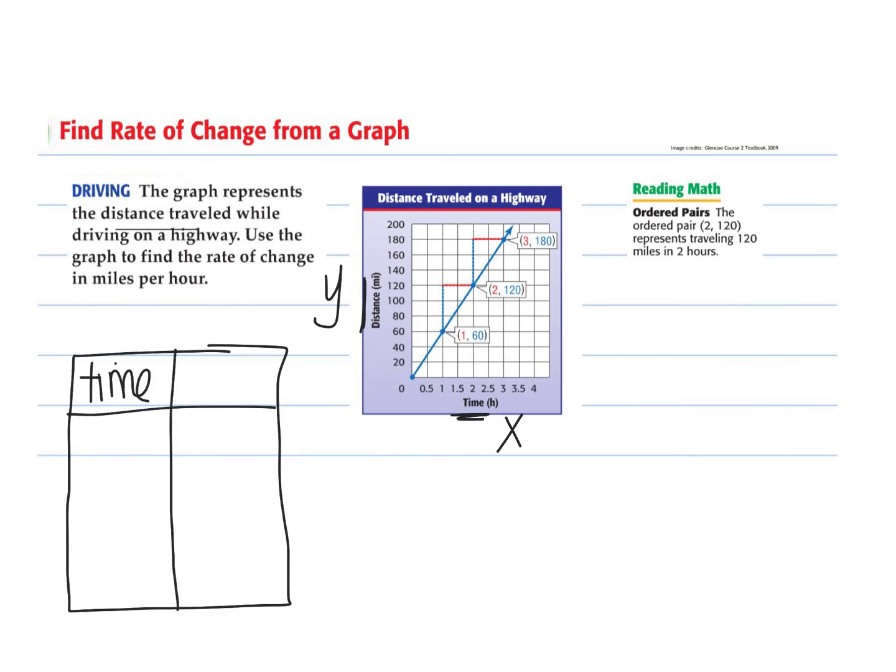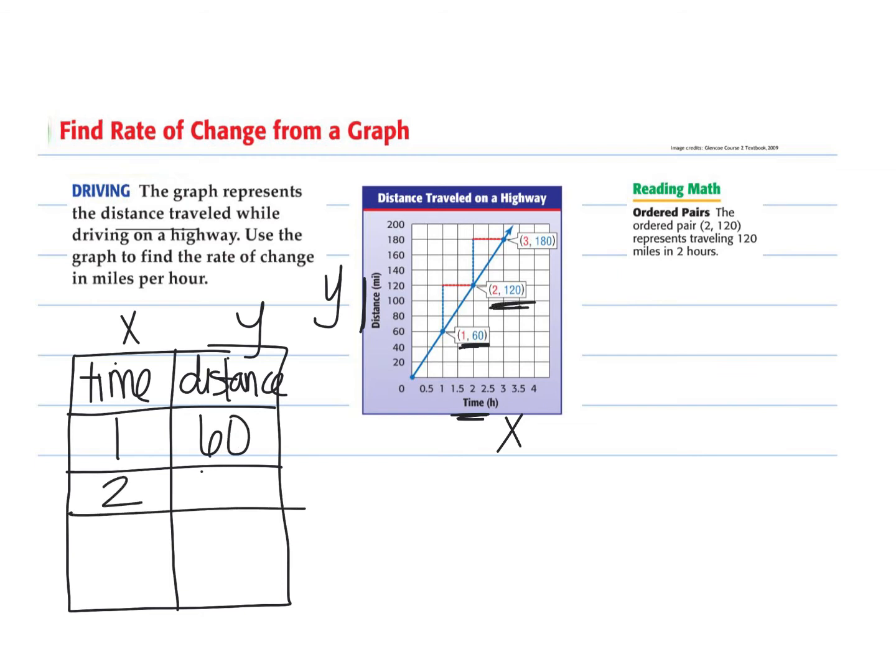So time is x, distance is y, and then I look at my points and I can see that after 1 hour, we've gone 60 miles. Here, after 2 hours, we've gone 120 miles. And here, after 3 hours, we've gone 180 miles. So now let's find our change. This is going up by 1 hour every single time.